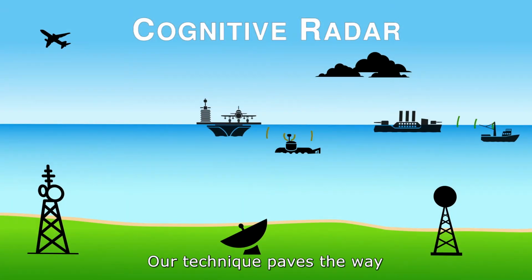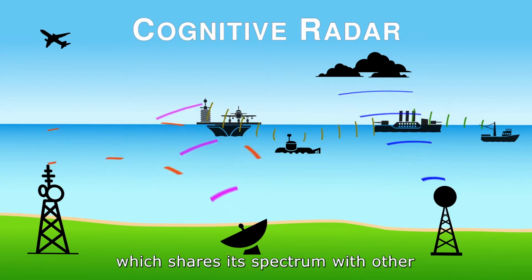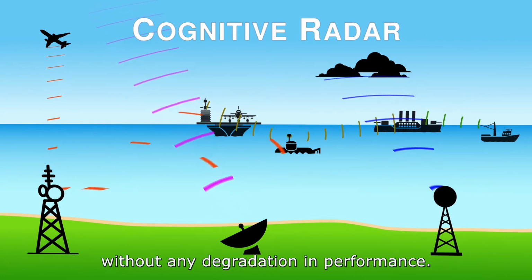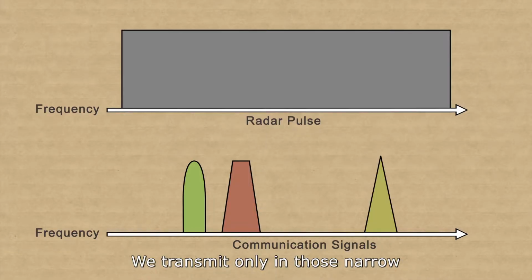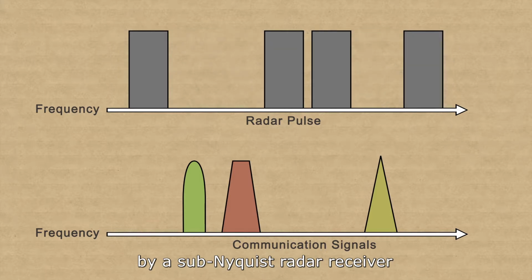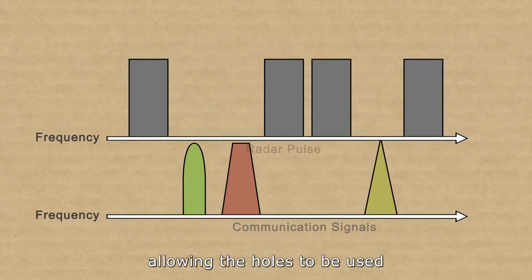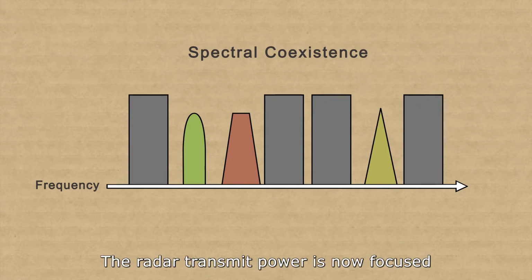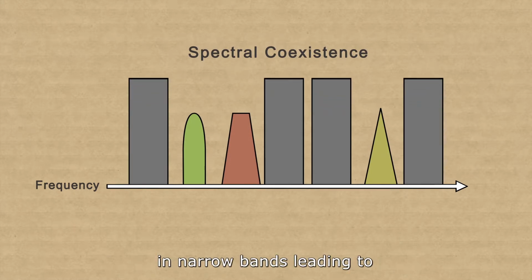Our technique paves the way for a cognitive radar which shares its spectrum with other communication services without any degradation in performance. We transmit only in those narrow frequency subbands that are sampled by the sub-Nyquist radar receiver, allowing the holes to be used by other comm services. The radar transmit power is now focused in narrow bands, leading to an enhanced signal-to-noise ratio.